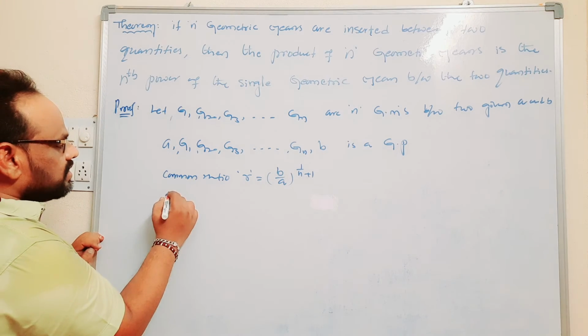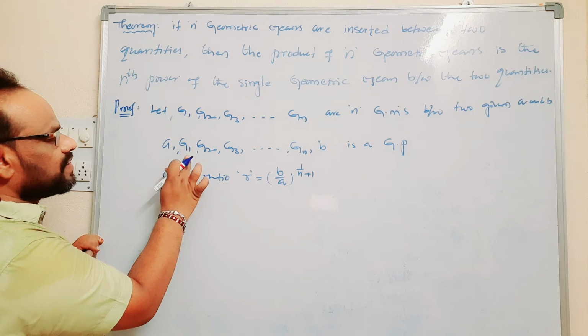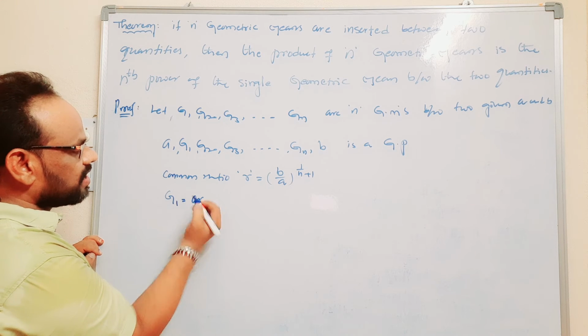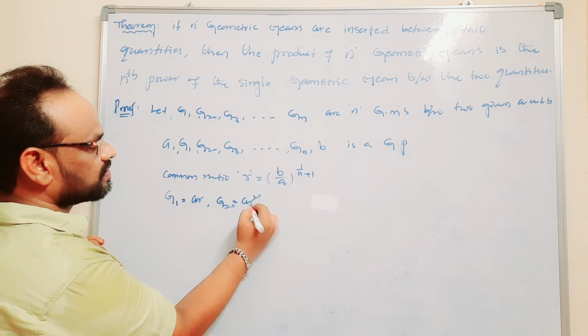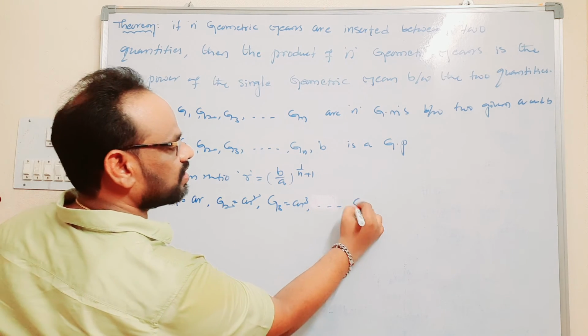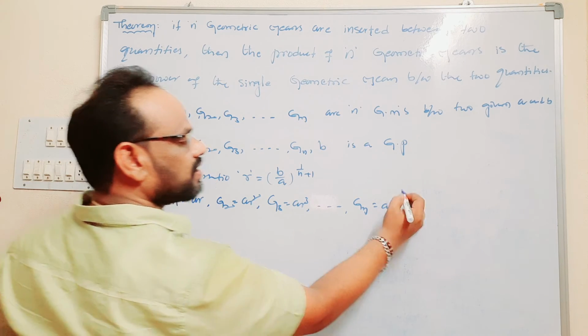Here the first term is A. Comparing with the general form of a geometric progression, G1 is nothing but AR, G2 is nothing but AR square, G3 is nothing but AR cube, and so on, Gn is nothing but AR power n.